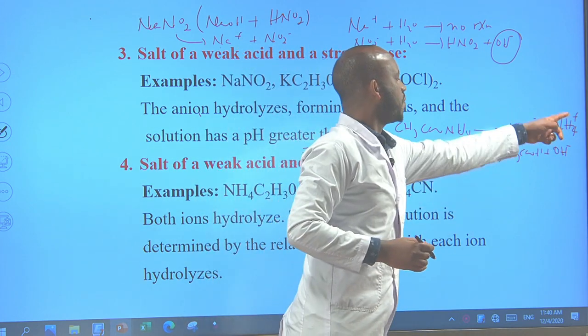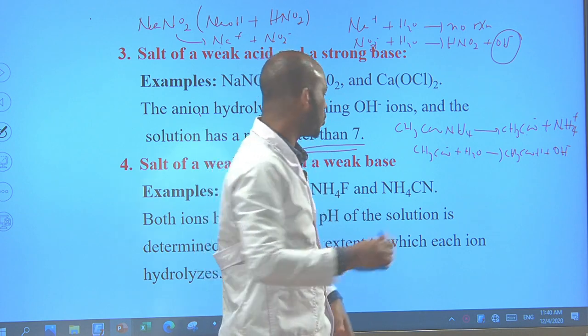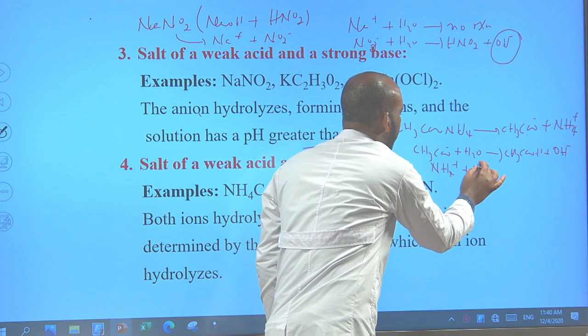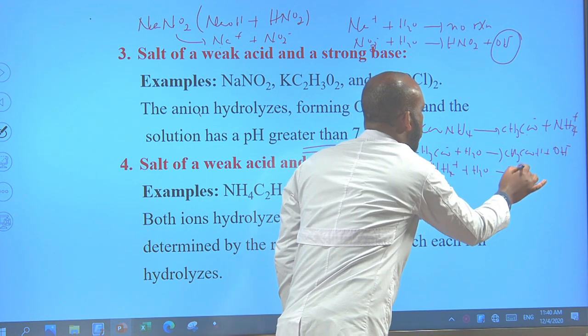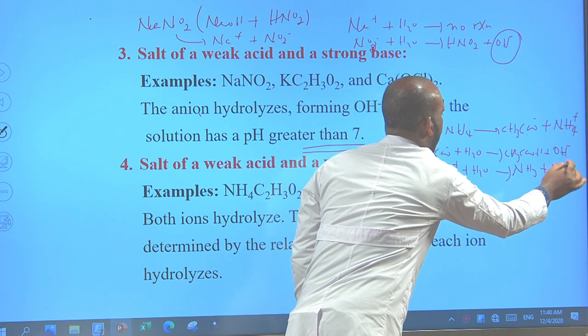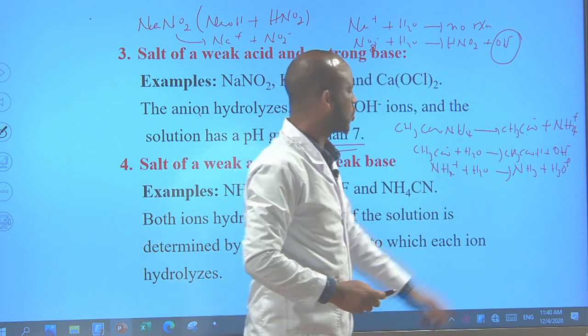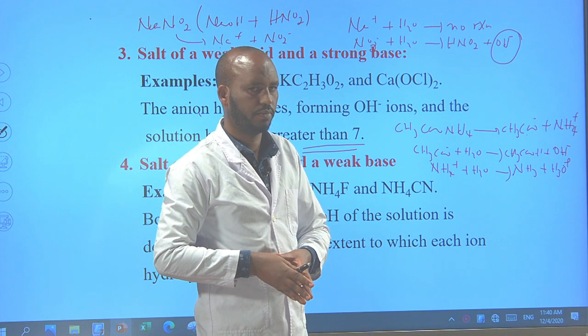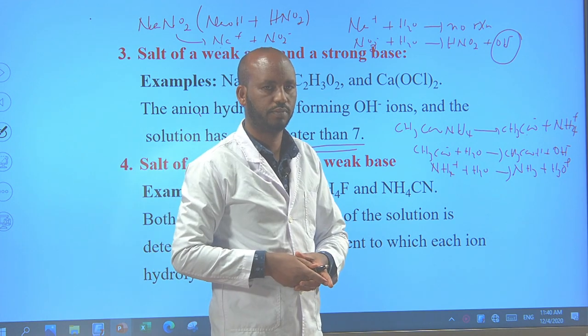Again, NH4 plus can hydrolyze, react with water. NH4 plus plus water gives ammonia, NH3, and hydronium ion, H3O plus. Both OH minus and hydronium ion are produced in the solution.